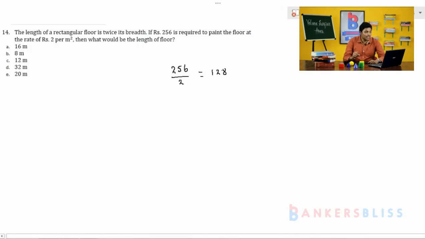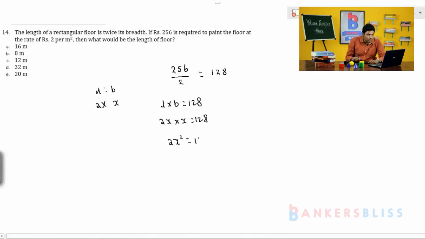Now, the length of the rectangular floor is twice its breadth. So if you take breadth as x, then length will be 2x because double. So now 2x into x, length into breadth, is equal to 128. 2x square is equal to 128. Therefore, x square is equal to 128 by 2, which is 64. Therefore, x is equal to root of 64, which is equal to 8.